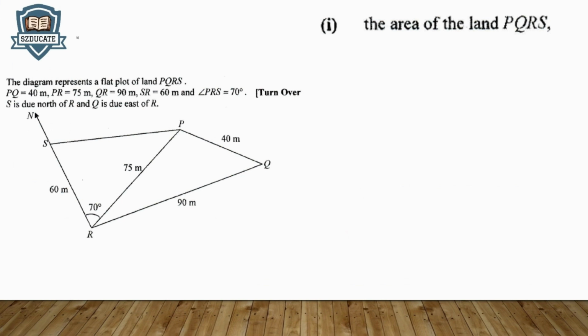The diagram represents a flat plot of land PQRS. PQ is 40, PR is 75, QR is 90, SR is 60, and angle PRS is 70 degrees. S is due north of R and Q is due east of R. That means SR and RQ are at right angles to each other. Okay, let's continue. The area of the land PQRS.